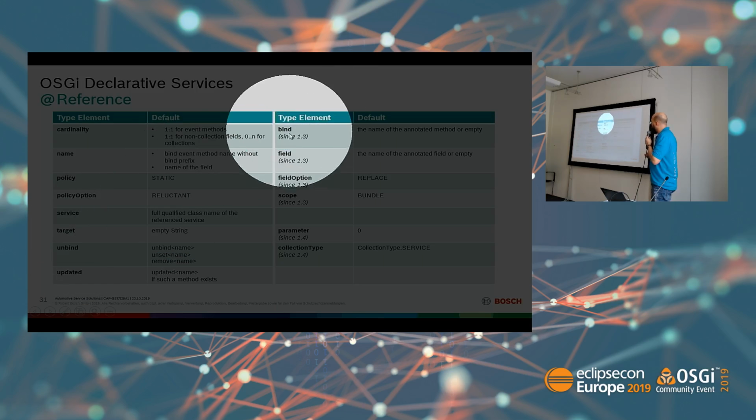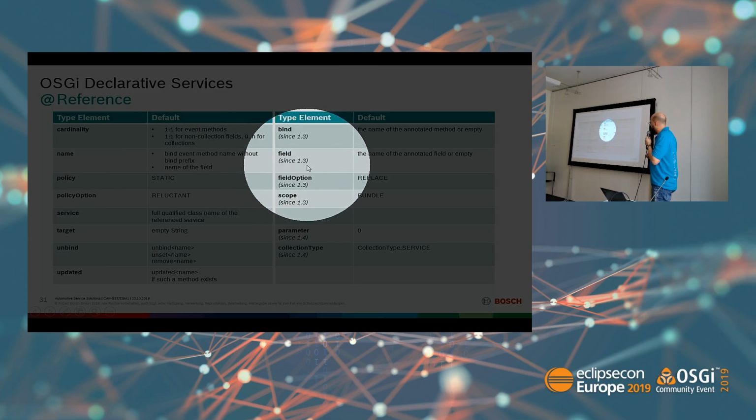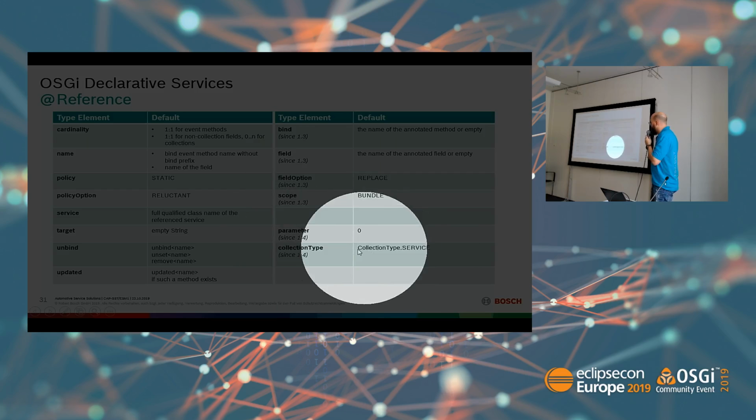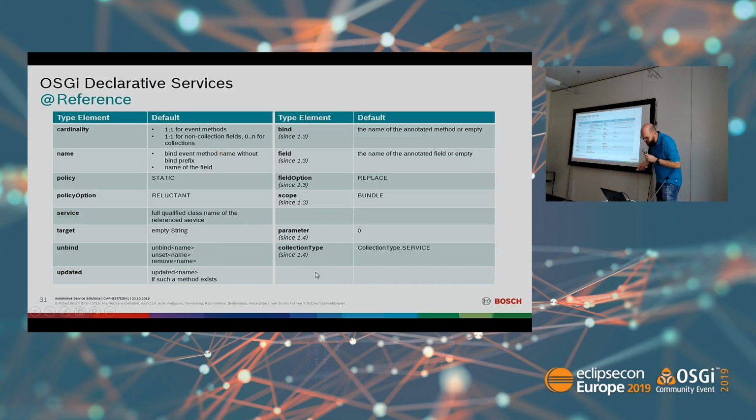Target filters, bind, it's on the field, and since 1.4 you also have the parameter value. I have to admit that I still did not understand it. I tried to read about it, but I have not found an example of what it does. And collection type, what type of collection? No, I forgot to mention this. But, yeah.